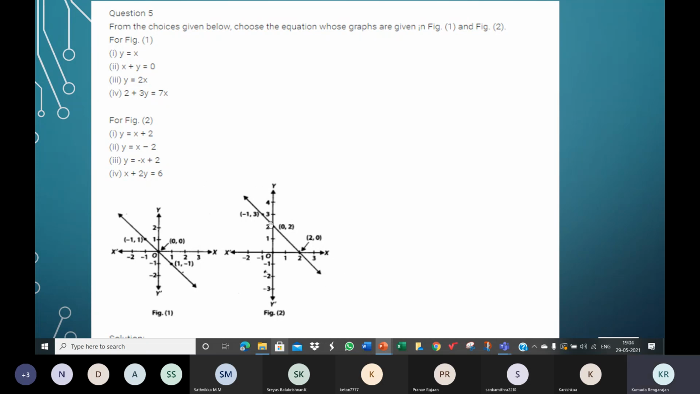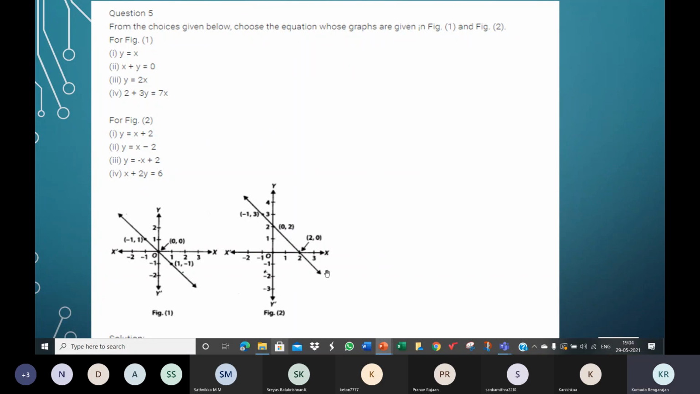So now in the second figure, on the straight line, you can see 3 points: -1, 3, 0, 2, 2, 0. What you have to do is use the x and y values from these points and substitute in the equations and see which equation is satisfied by all the 3 points. You will have to substitute.